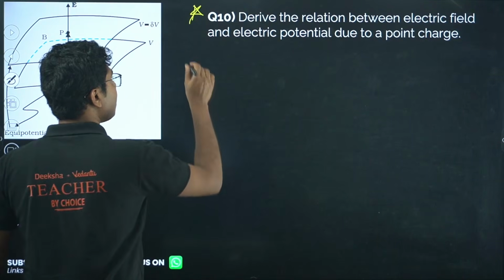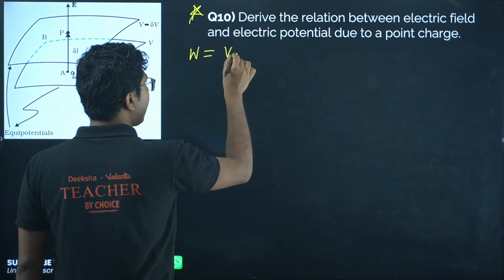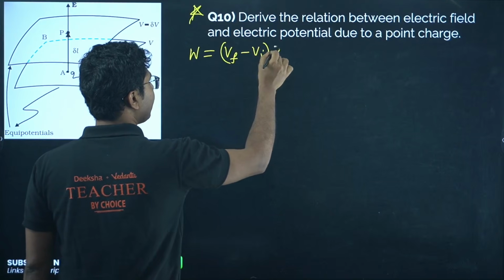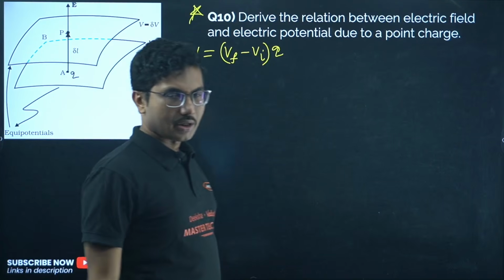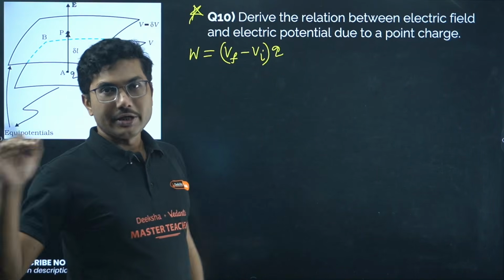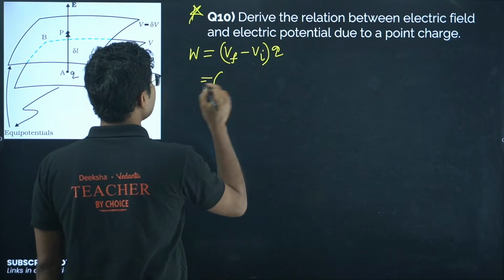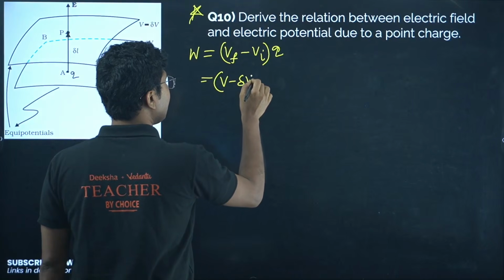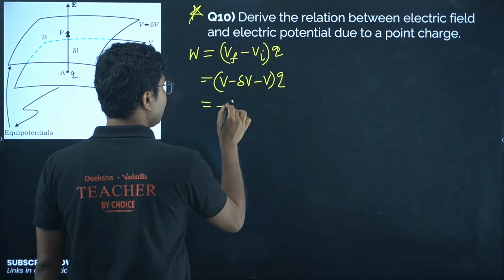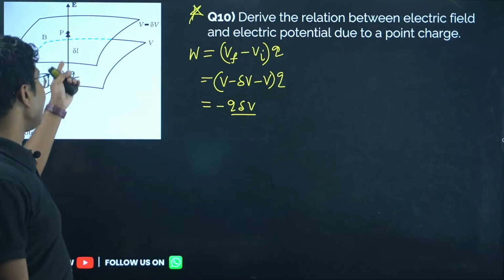So how to do that? We know that the work done is given by V final minus V initial, into the charge that you are carrying. Work done is given by final potential minus initial potential, into the charge that you are carrying. So what is the final potential? Final potential is V minus delta V. The derivation that I am doing is the shortcut way, without much difficulty. So it will be minus Q into delta V. This is the work done when you are moving from A to P.